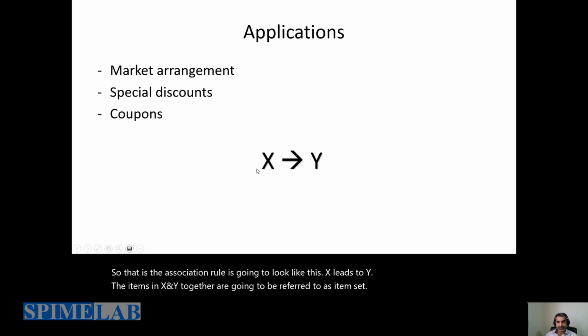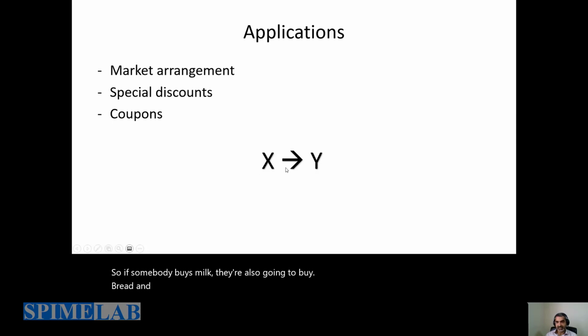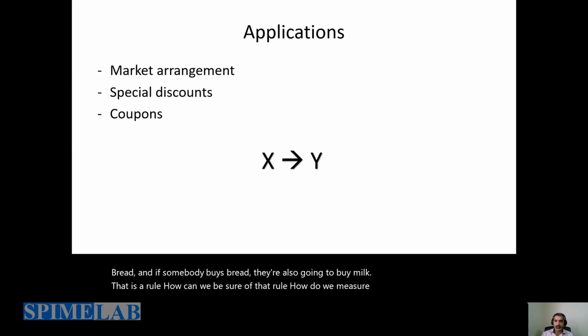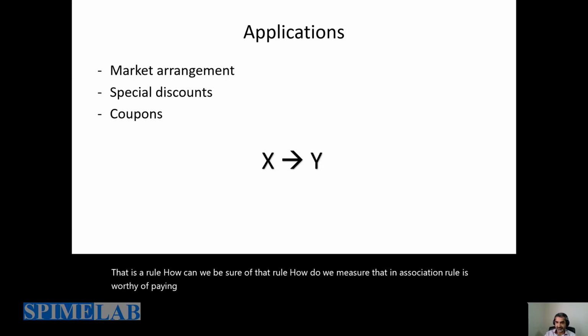So if somebody buys milk, they are also going to buy bread. And if somebody buys bread, they are also going to buy milk. If that is a rule, how can we be sure of that rule? How do we measure that an association rule is worthy of paying attention and spending money on?